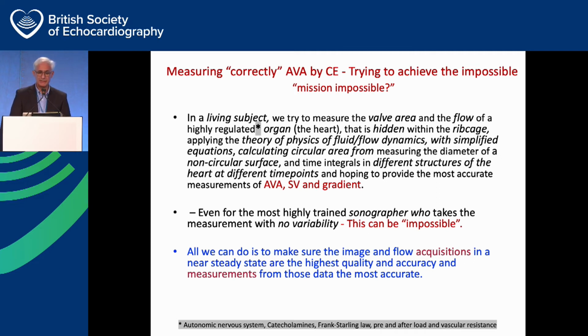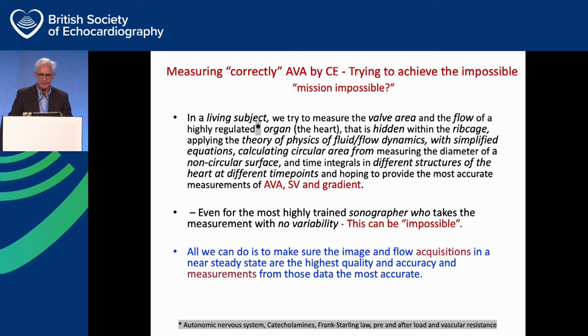We are basically doing, in a living subject, we try to measure the valve area and the flow of a highly regulated organ, that is the heart, that is hidden in the rib cage, applying the theory of physics of fluid dynamics with simplified equations, calculating circular area from measuring the diameter of a non-circular surface, and time integrals in different structures of the heart at different time points, and hoping to provide the most accurate measurements of aortic valve area, stroke volume, and gradient. Even the most highly trained sonographer, like all of you here, who takes the measurements with no variability, this can be impossible.